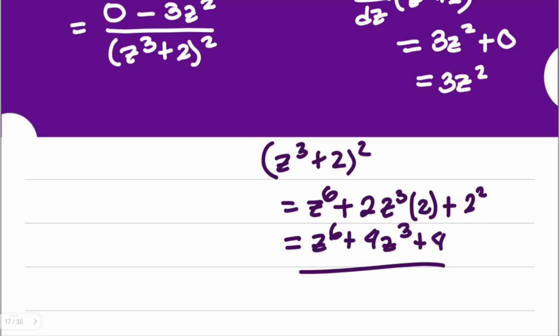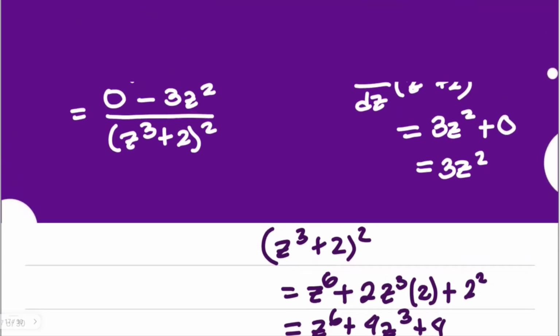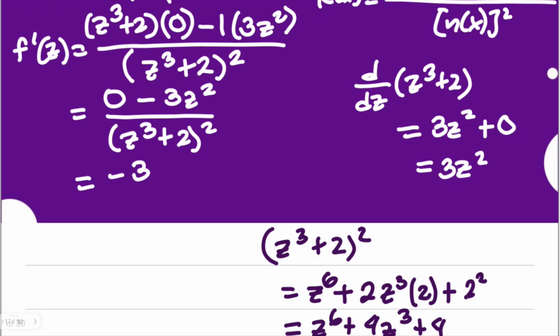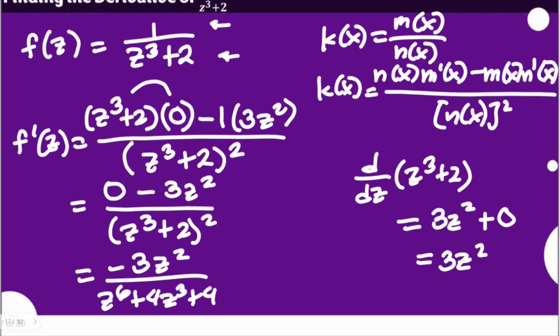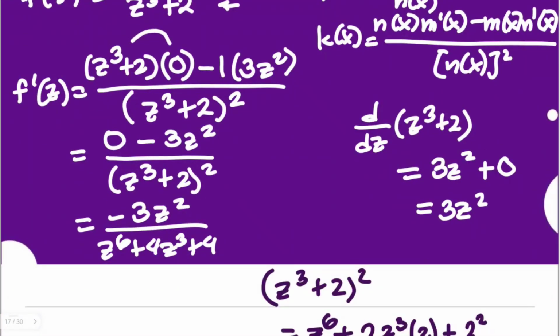However, there's no need to do that because our numerator is just negative 3z squared, so nothing can be simplified with the rest of the terms here. For some references, they would like to stick to whatever is given as a binomial expression unless there is a possibility for it to be simplified. So if you would like to, just stick with whatever is given here, z cubed plus 2, or the square of that.